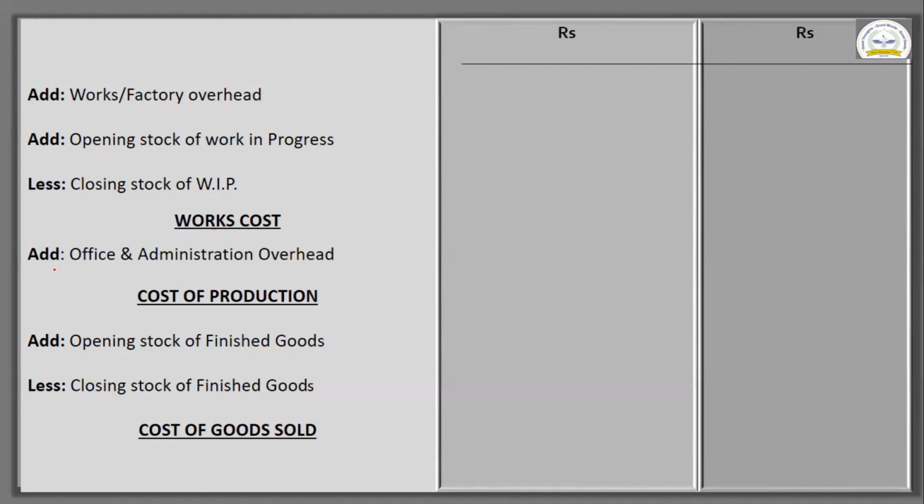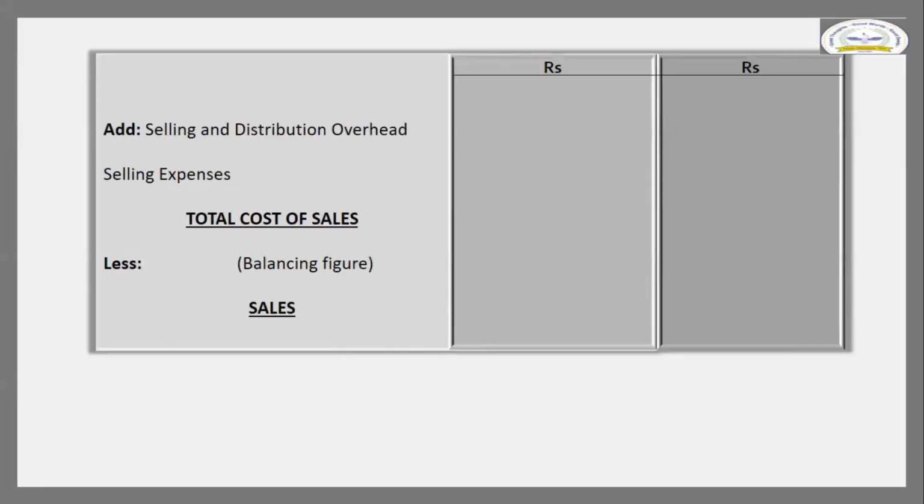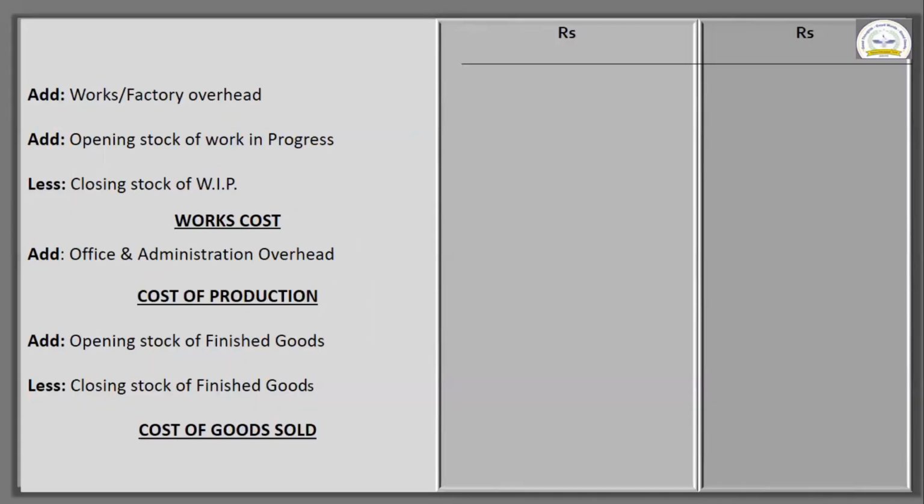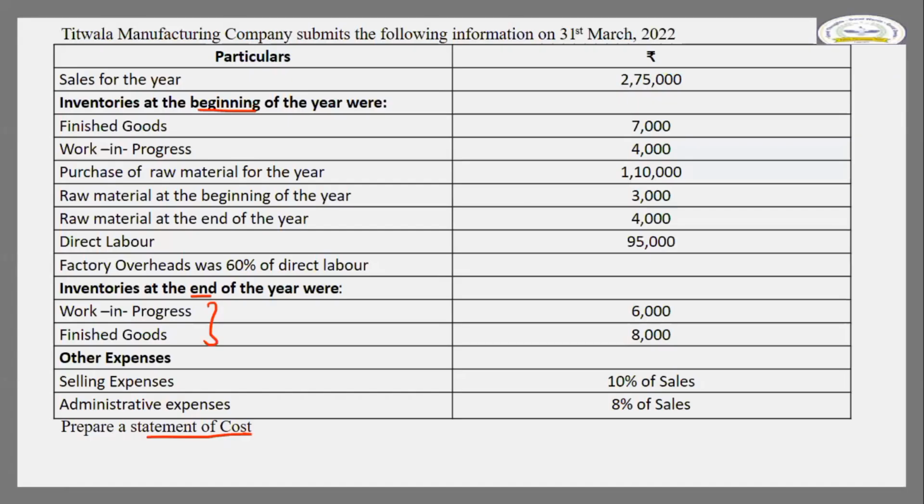In work cost, we are going to add office and administration overheads. So we'll get cost of production. In cost of production, we are going to add opening stock of finished goods less closing stock of finished goods. So we'll get cost of goods sold. Then in cost of goods sold, we are going to add selling and distribution overheads. So we'll get total cost of sales. In total cost of sales, either we'll get the profit or we'll get the loss. And the last one is sales. So let's do the question, students.